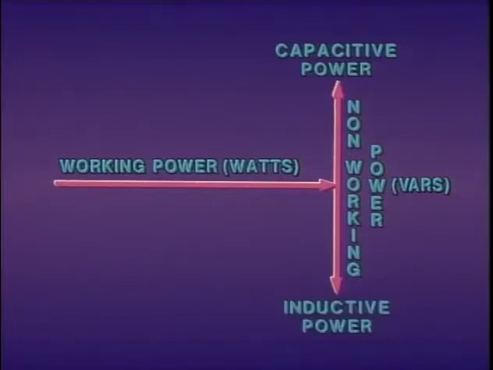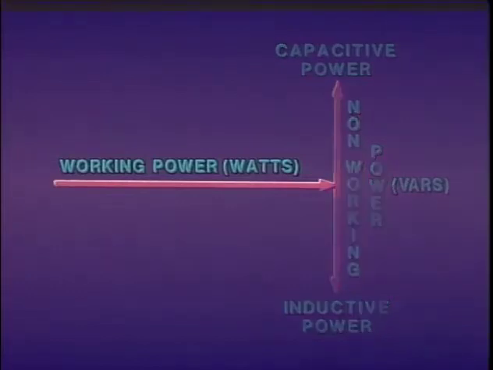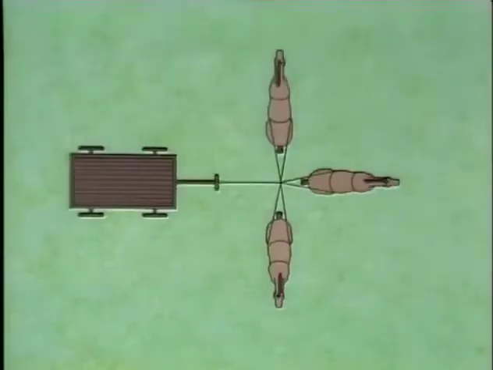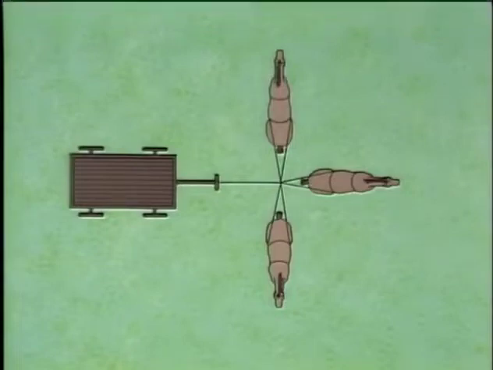Both capacitive power and inductive power may be present in a T&D system at the same time. If they're equal in value, they will cancel each other out, leaving only working power. The effect of this relationship can be shown using another simplified illustration. This illustration is a bird's eye view of a wagon that has 3 horses hitched to it. The goal is to perform work efficiently by moving the wagon in a straight line from left to right.